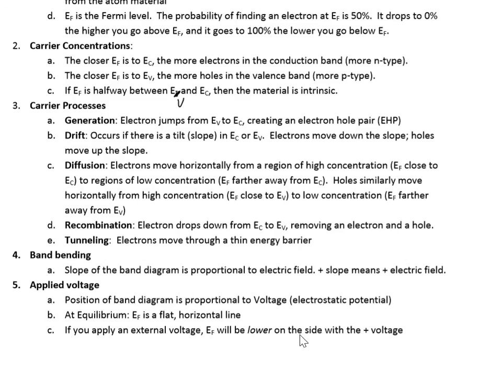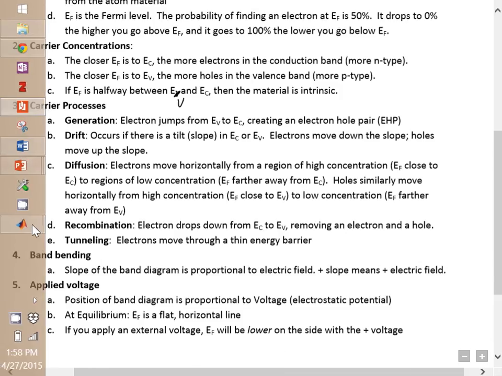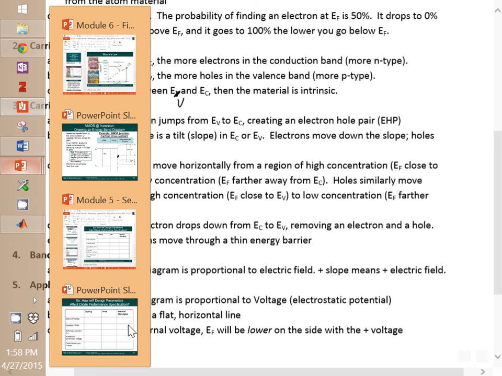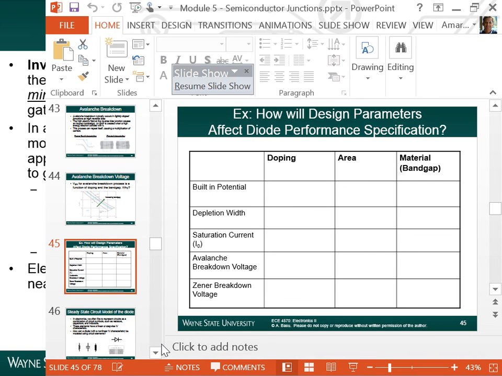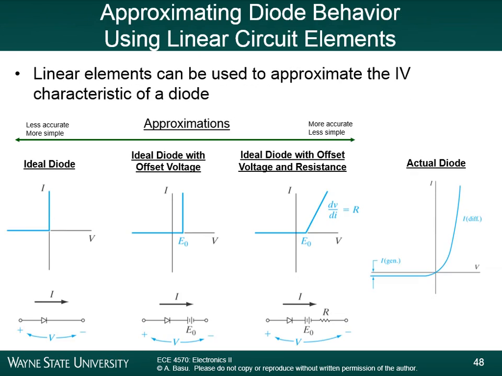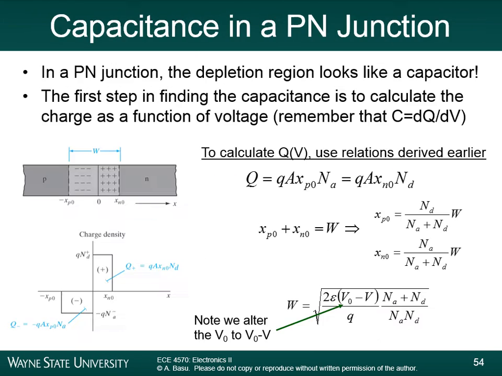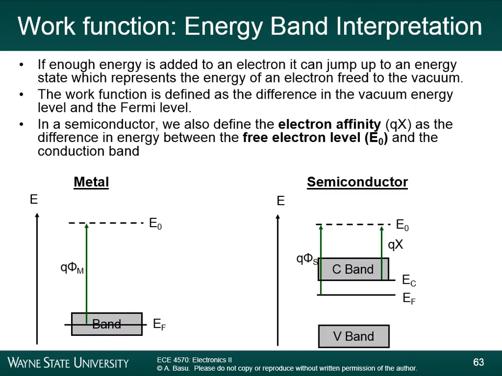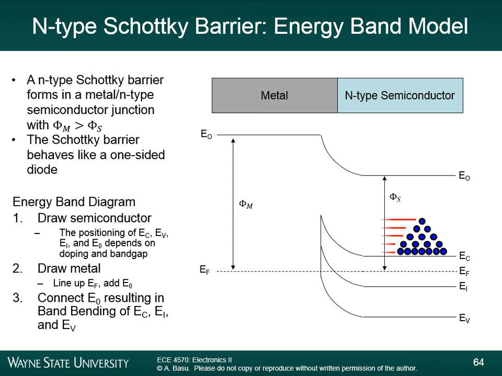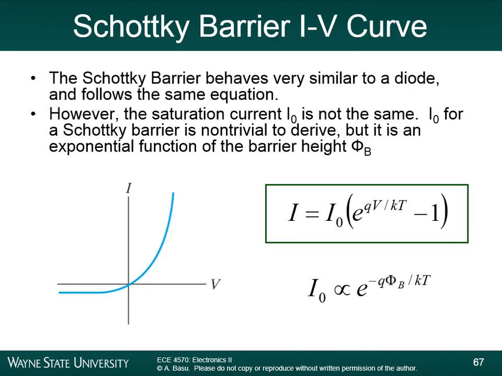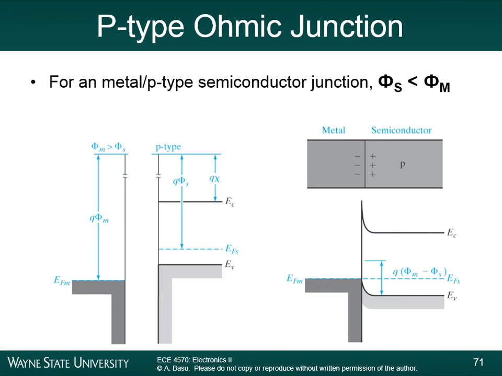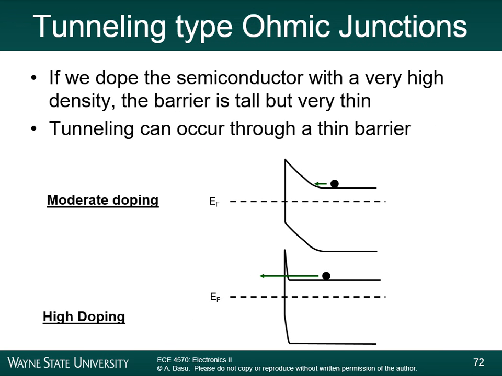Tunneling is where the electrons move through a thin energy barrier. We talked about that during the module on semiconductor junctions. Let me just show you that real quick. These were the tunneling type ohmic junction.